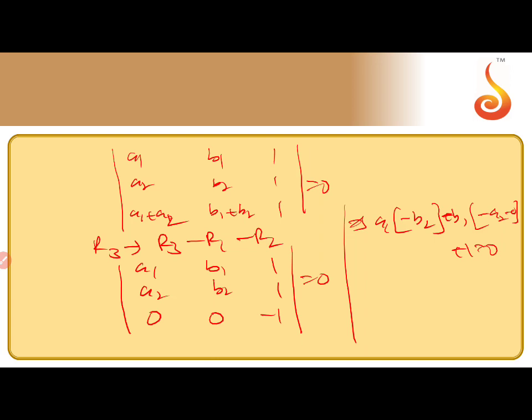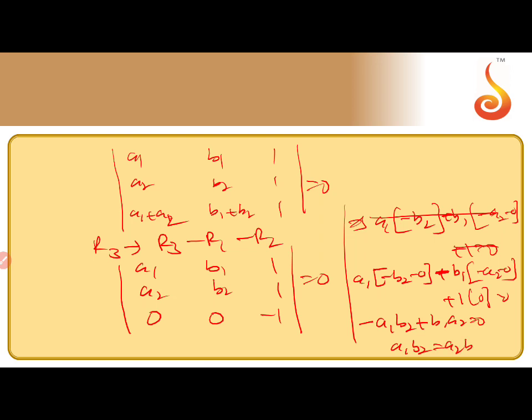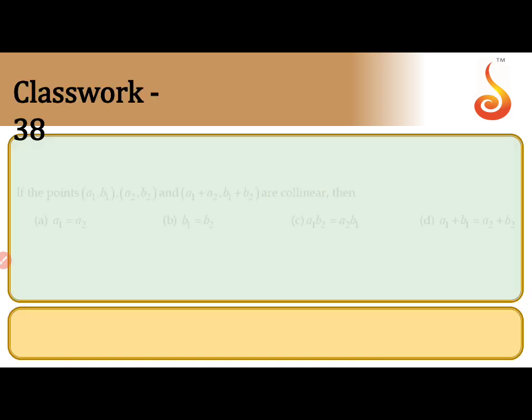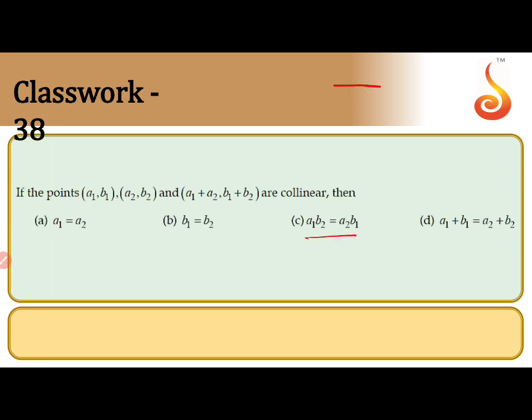Once again, if you expand the determinant: a1 into minus b2 minus 0, next minus b1 into minus a2 minus 0, plus 1 into 0. So minus a1 b2 plus b1 a2 equals 0. That means a1 b2 equals a2 b1 is the property. So what is the answer here? a1 b2 equal to a2 b1 is the answer. Check which option is matching. So option C is matching. Clear?